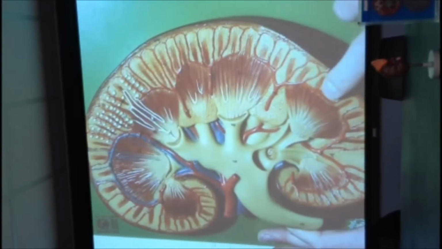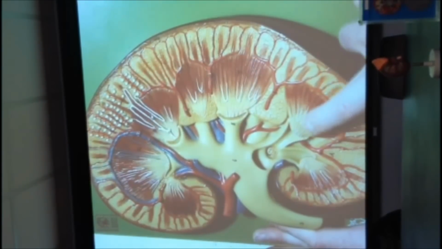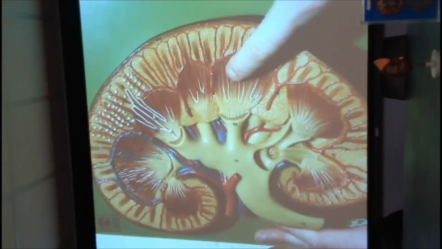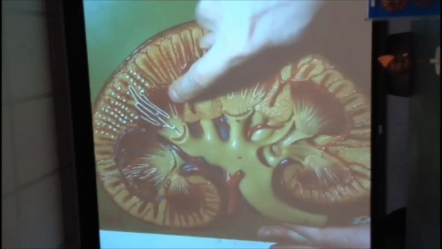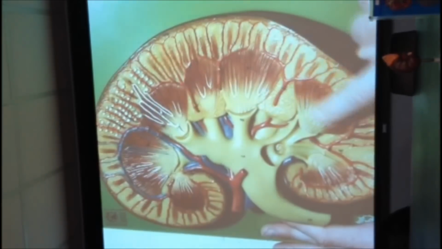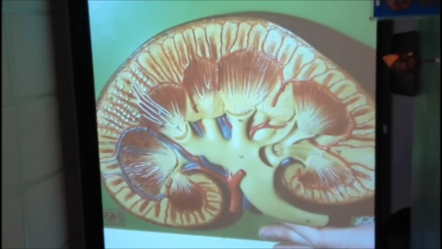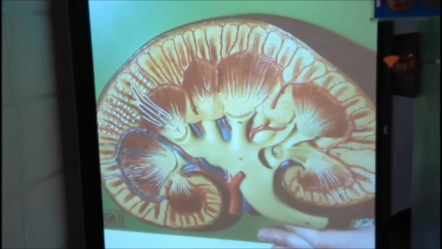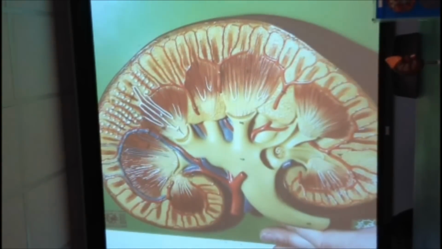So now the other component of the kidney is the renal medulla. And the medulla is this stuff that you see in here, the reddish area. If you look at each one of these areas, what shape do they resemble? Come on, geometry, high school. Triangles.